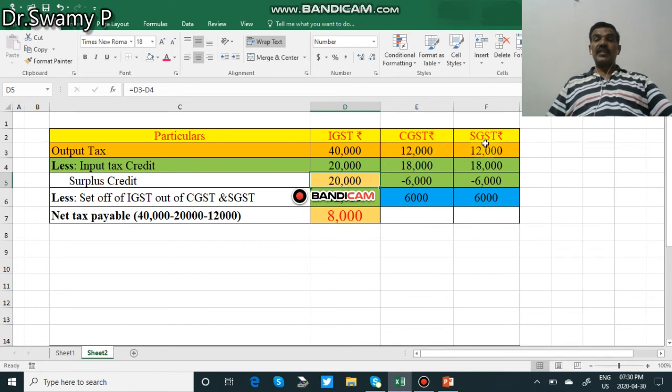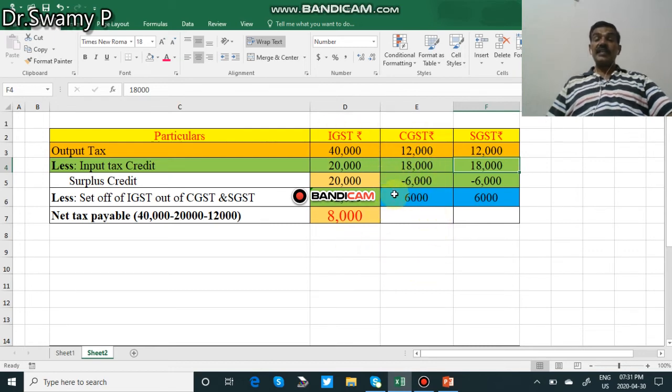In case of CGST and SGST, output tax is 12,000. That means the tax collected is 12,000 each. But the taxes earlier he has paid is 18,000 each. Therefore, the surplus he has paid more is 6,000 more in case of CGST and SGST, 6,000 plus 6,000, 12,000. This 12,000 rupees will be adjusted as surplus against the tax liability of the person in case of the IGST.